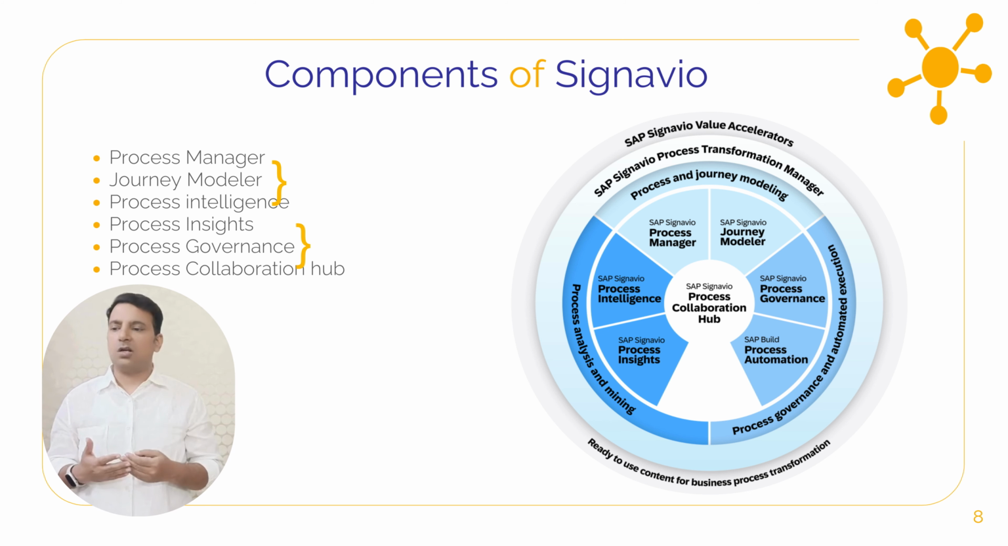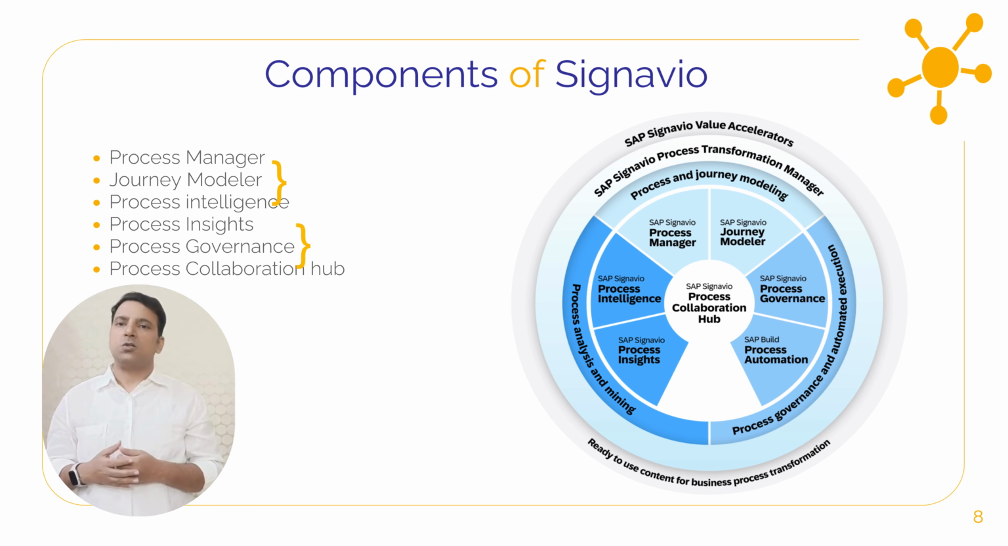Let's talk about process modeling. Process Manager is the tool which helps us to model our business processes in BPMN diagrams. We also have Journey Modeler, which helps to create customer journeys. That is also part of Process Manager itself. Then we have the analytical toolset, where we have Process Intelligence and Process Insights. These two toolsets help us to analyze our existing business processes and give feedback, or help us improve how we can make improvements in our business processes.